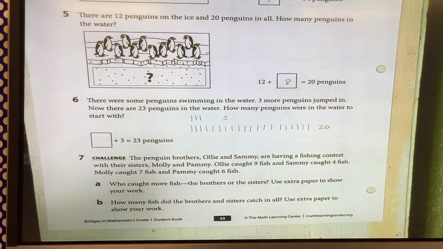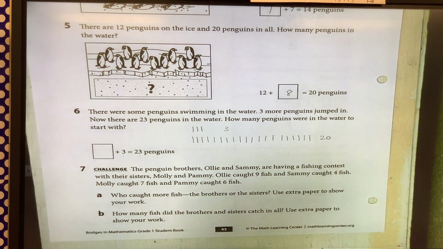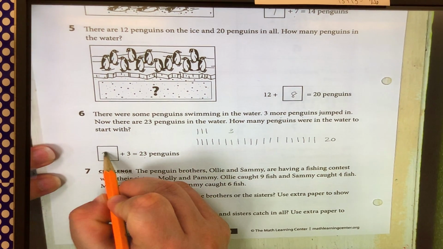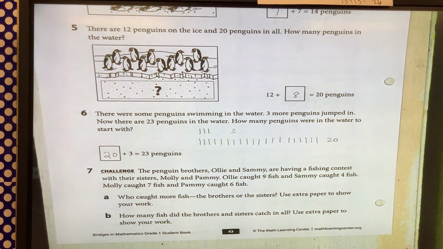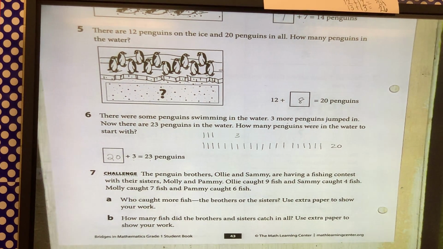I had 3 marks on the top and 20 on the bottom. So what plus 3 equals 23? 20. 20 plus 3 equals 23. Give your smart brain a kiss.